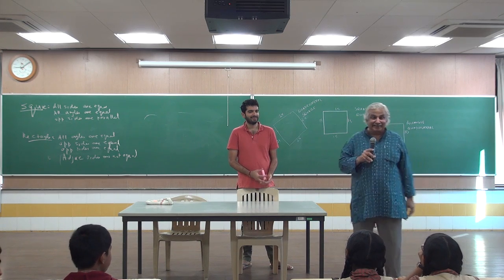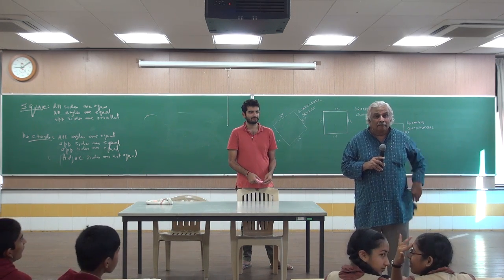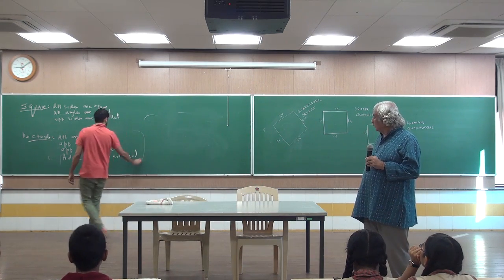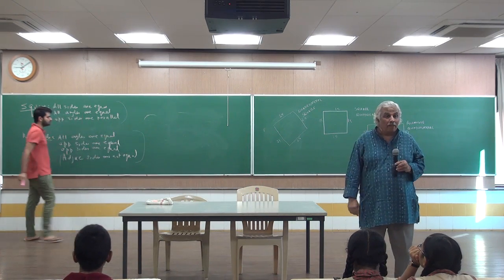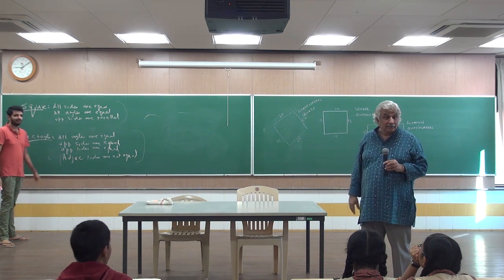So how do we decide this now? By seeing the properties of both the quadrilaterals. So we have the properties. But the adjacent sides are not equal is not a property of a rectangle. But I'm saying it is.